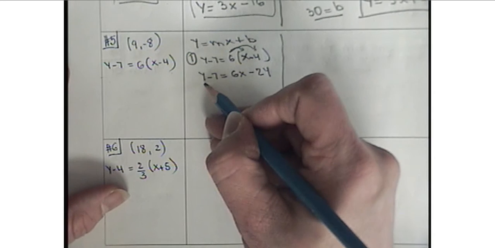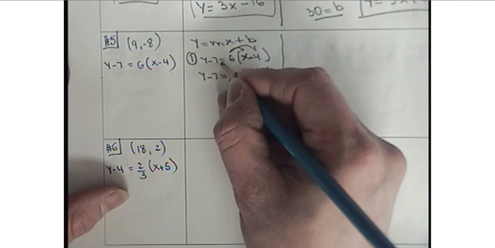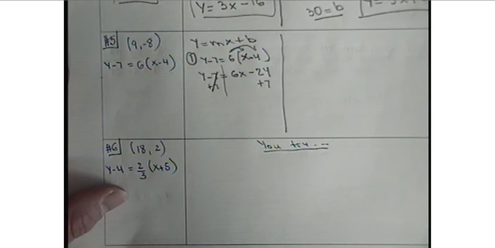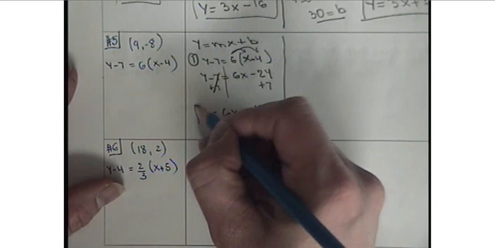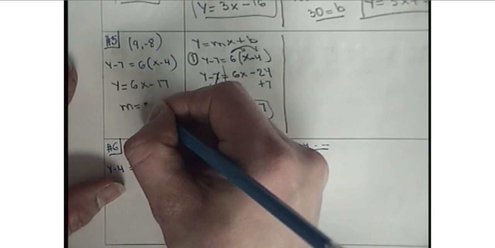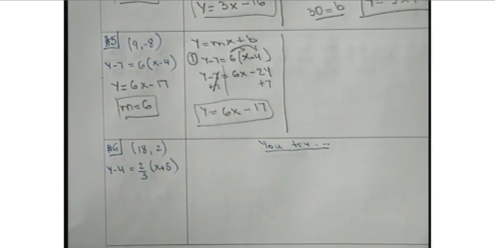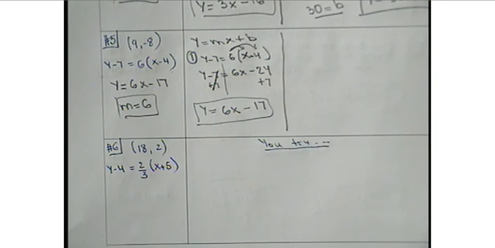Well, one more step. We are solving for y, so I just need to add 7 on each side. And I will get y is equal to 6x, negative 24 plus 7 will give me negative 17. And there you go, this is my first equation, y equals 6x minus 17. From this equation, I can point out the slope is equal to 6. And then we will repeat the same exact step that we had done earlier.